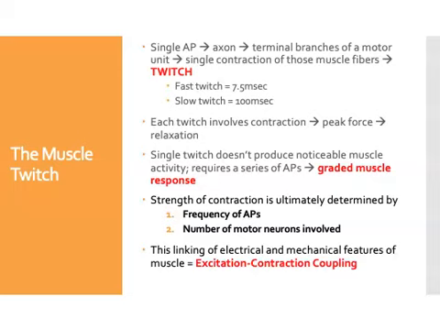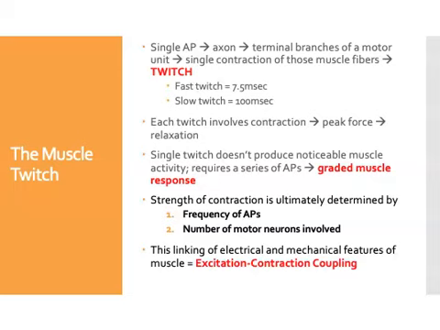Instead, we require a series of action potentials to come out of that neuron. We need several action potentials, one after the other, to come down the membrane of the neuron and impact the neuromuscular junction and cause contraction. That creates what we refer to as graded muscle response. The single individual twitch is not going to allow you to pick up your coffee cup or to walk up the stairs. It's a combination of twitches from the arrival of many action potentials.